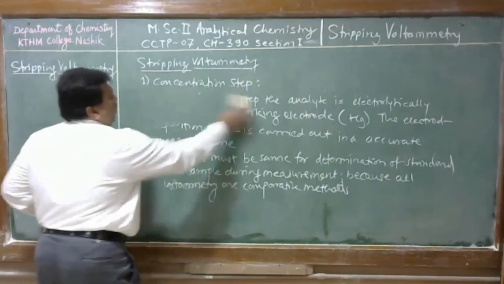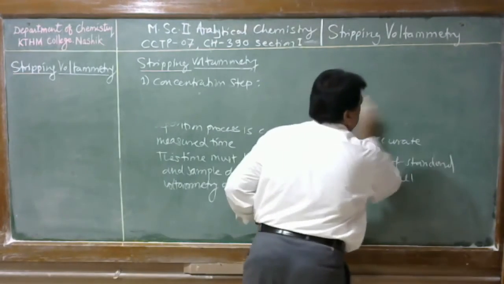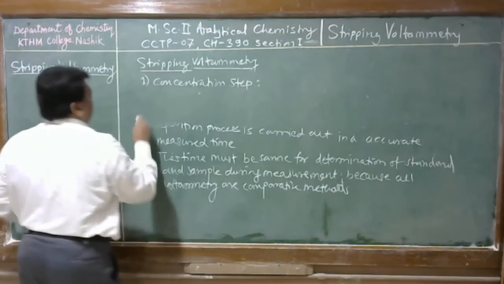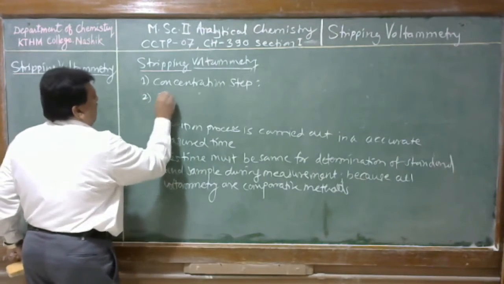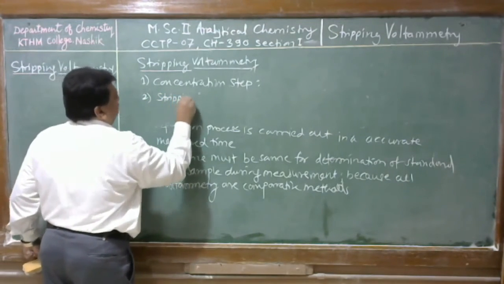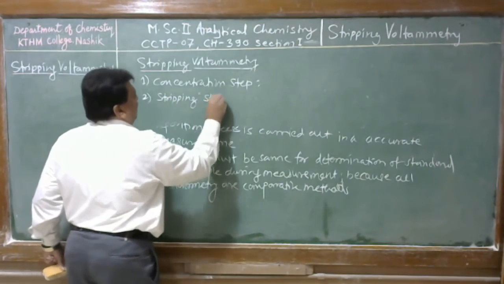The second step of stripping voltammetry, called redissolution of the sample, is called the stripping step.